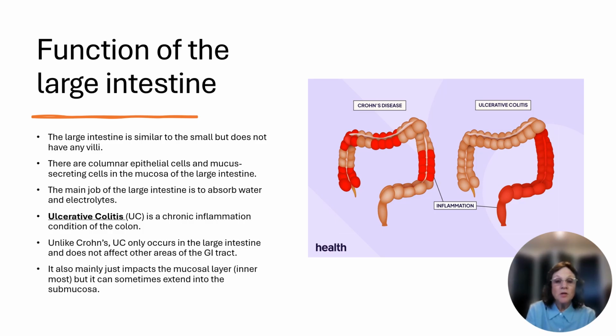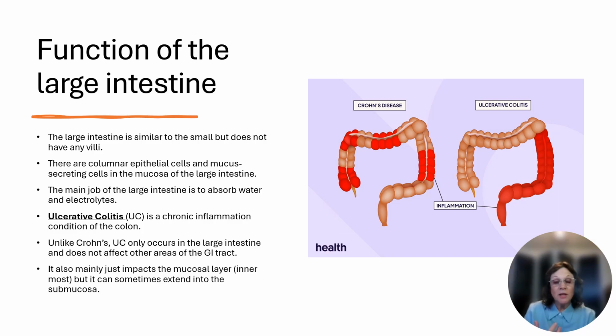So now we're going to talk a little bit about the function of the large intestine, because we're going to move on to ulcerative colitis. So the large intestine is similar to the small, but it doesn't have any of those little villi to absorb nutrients. Its main thing is that it has columnar epithelial cells and mucus secreting cells in the mucosa of the large intestine, and their main job is to absorb water and electrolytes.